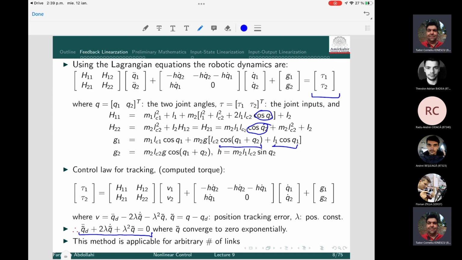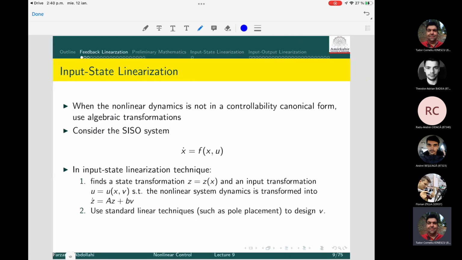So you see, this is one way to compute a control law to achieve feedback linearization and stability. But this is because the systems have rather simple models, even if they are nonlinear. Please keep this in mind. The question is, how do you give a general procedure to achieve feedback linearization? And now we get into the details of this. We have input to state linearization. The nonlinear dynamics is not in the controllability canonical form, because many of them are not. We need to use coordinate transformations.